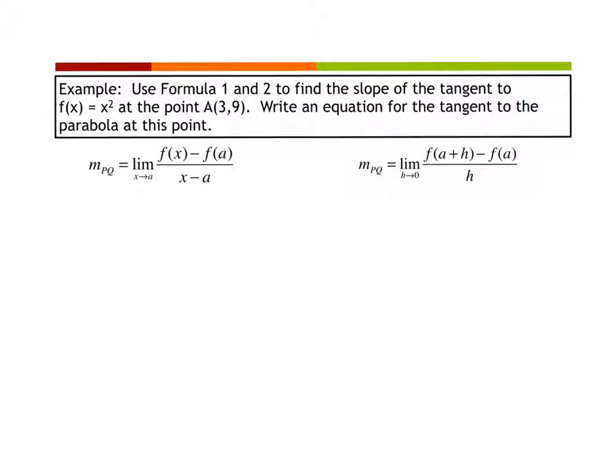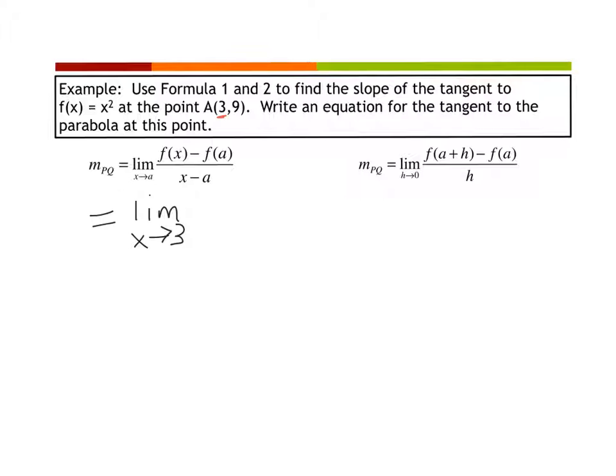So here, my slope, m_PQ, if I'm using this formula, limit as x approaches a. So in this case, what's a again in the question? Does anyone remember, hopefully? Okay, let's just see. So a is the x value of the point we're looking at. So in this case, it is 3. Okay, so 3. And now it's f of x minus f of a.